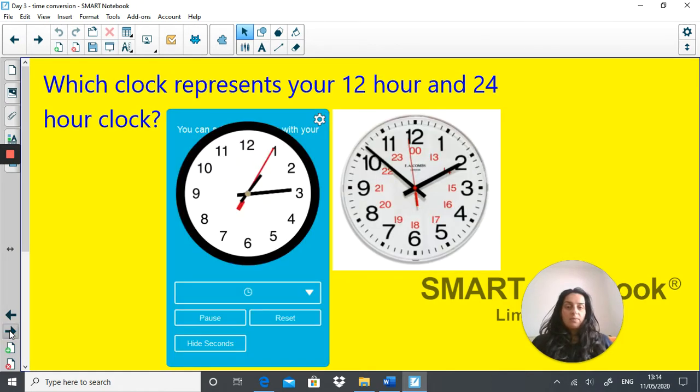So once this clock loads up, which clock represents your 12-hour and 24-hour clock? So have a look at these 2 clocks and just decide which one is showing you a 12-hour clock and which one is showing you a 24-hour clock. So hopefully you would have said that this clock here, only showing you numbers 1 to 12, is the 12-hour clock, and we will need to know whether it's PM or AM. And this clock here, if you can see, is showing you numbers 1 to 12 on the outside and numbers 13 to 23 on the inside. So this is the 24-hour clock here. Good.